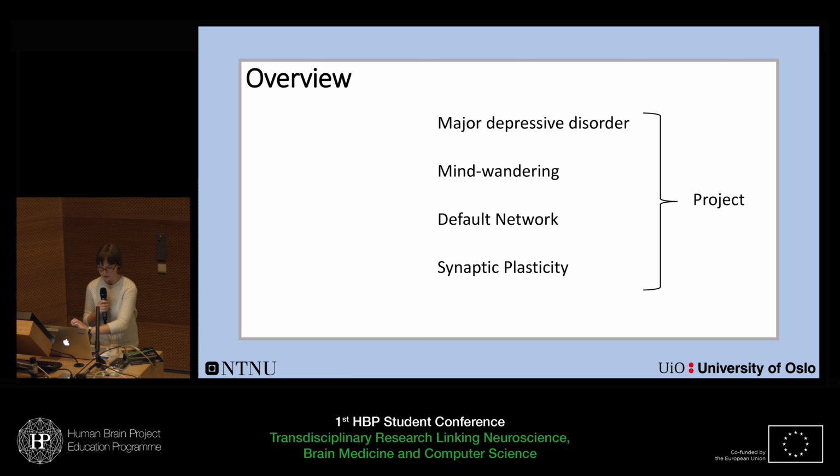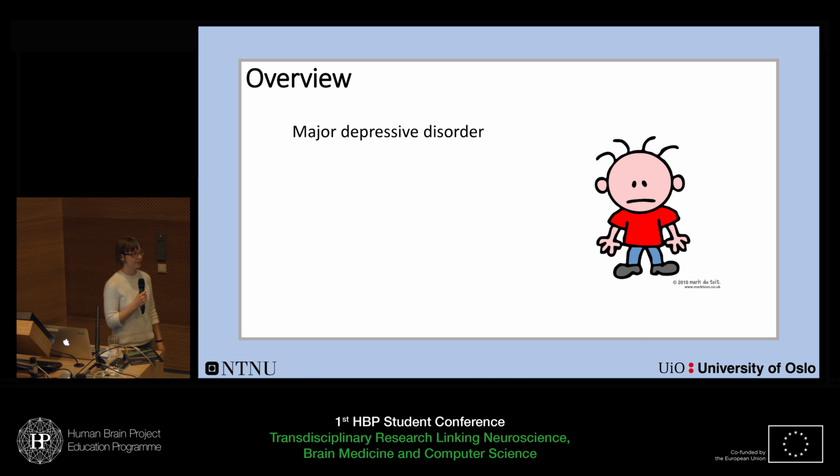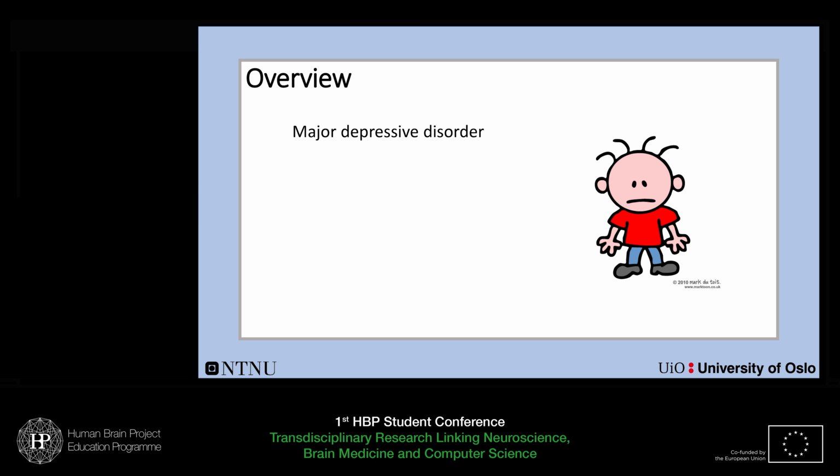So here's just a quick overview of what I'm going to talk about. Major depressive disorder, mind wandering, the default network, and synaptic plasticity, and how this is all linked to my project. So major depressive disorder affects between 4 and 15% of the human population during their lifetime. And of course it affects the persons individually, but it also generates really high costs for society.